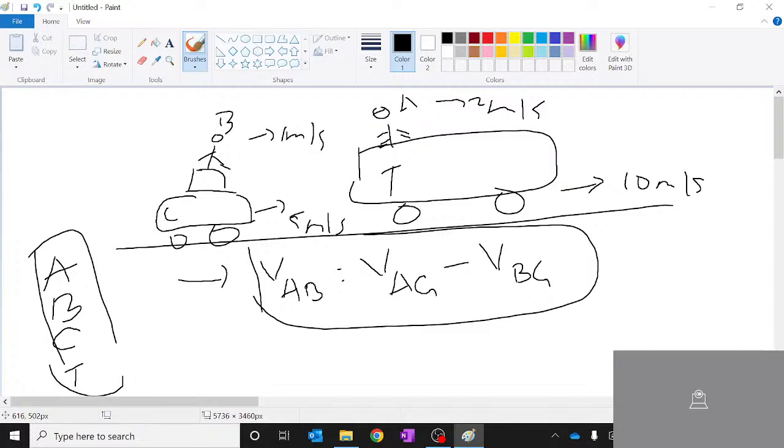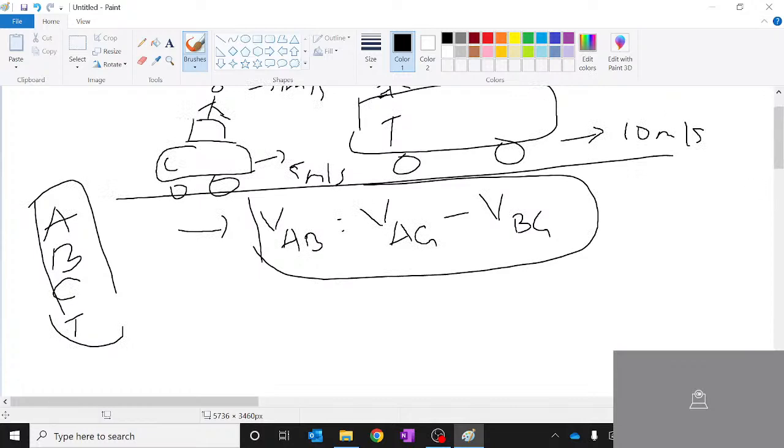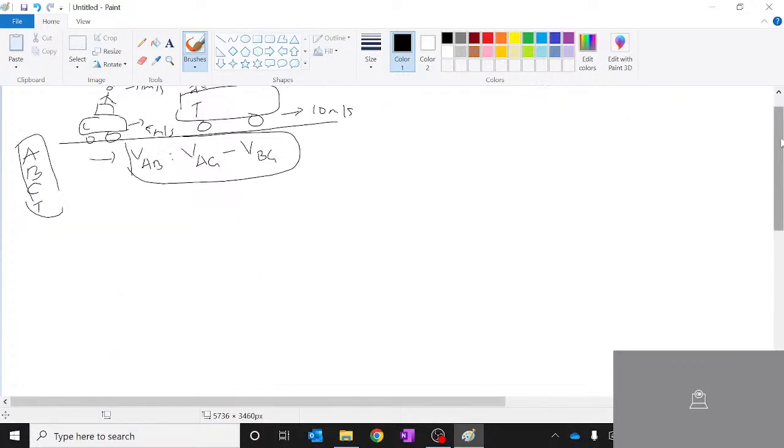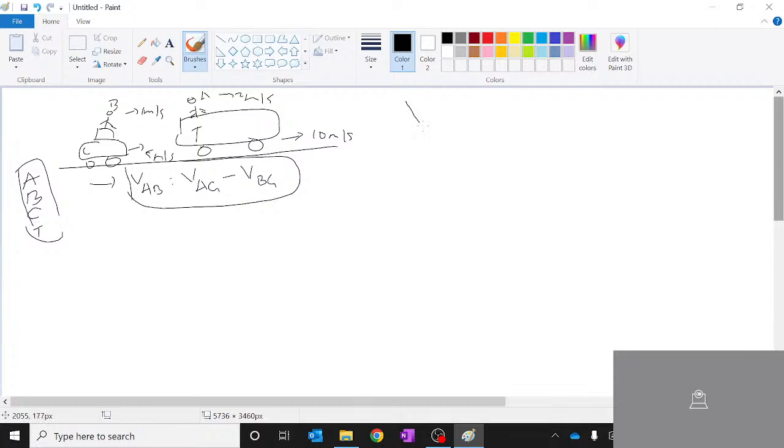Now, do you know the relative velocity of A with respect to ground? Do you know it? No, because the relative velocity of A with respect to train is nothing but the relative velocity of A with respect to ground minus the relative velocity of train with respect to ground. What is the relative velocity of A with respect to train? Just 2 meters.